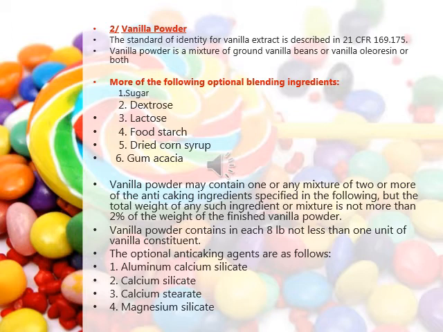Vanilla powder may contain one or any mixture of 2 or more of the anti-caking ingredients specified in the following, but the total weight of any such ingredient or mixture is not more than 2% of the weight of the finished vanilla powder. Vanilla powder contains in each 8 pounds not less than 1 unit of vanilla constituent. The optional anti-caking agents are as follows. Number 1, aluminium calcium silicate. Number 2, calcium silicate. 3, calcium stearate. 4, magnesium silicate.